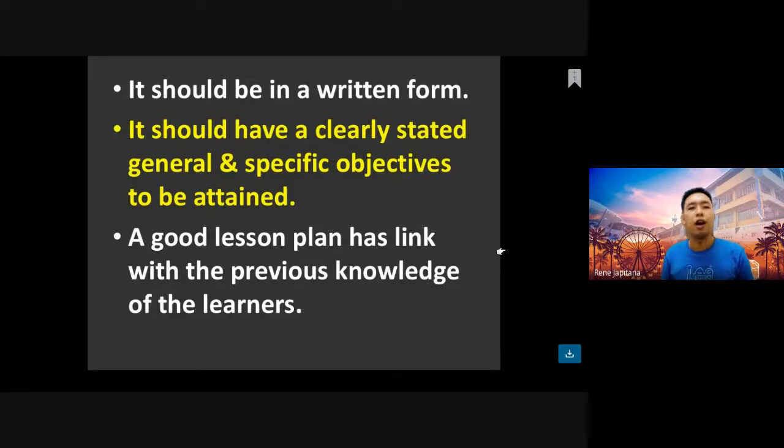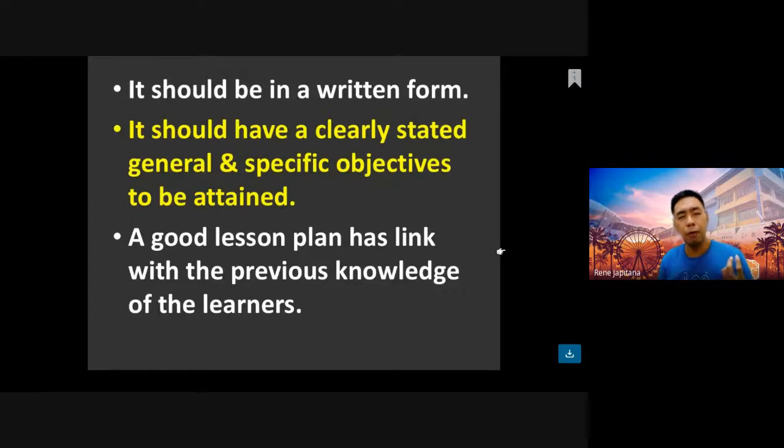For example, at the end of the 60-minute discussion, 75 or 80% of the learners will be able to... when I talk about "able to," these are the specific objectives. To identify the different parts of the human body. That's the specific objective. And when I say "to identify," later I'll be presenting the different taxonomy, the different verbs to be used in crafting the specific objectives that we need to attain. So when it is cognitive, for example, to identify, to define, that's for the cognitive one.